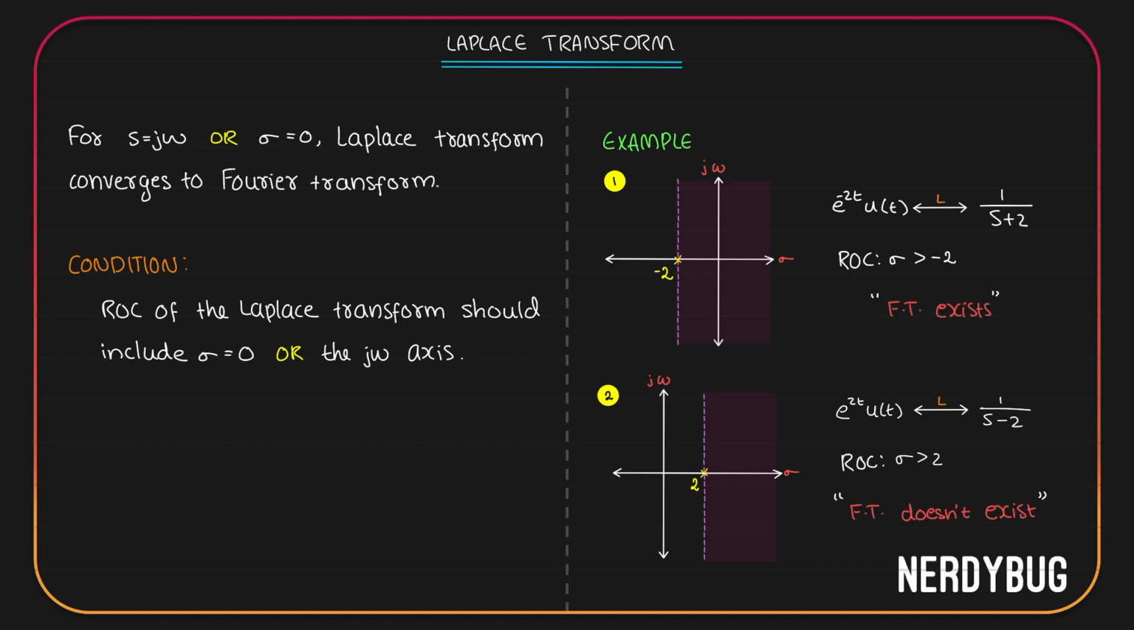So we can conclude that Fourier transform exists for our first function and it does not exist for our second function. In the first function, you can simply put sigma equal to 0 and you will get the Fourier transform. In the second case, sigma equal to 0 is not included in the region of convergence. So you cannot put sigma equal to 0 and find the Fourier transform. So we say Fourier transform does not exist for that function.